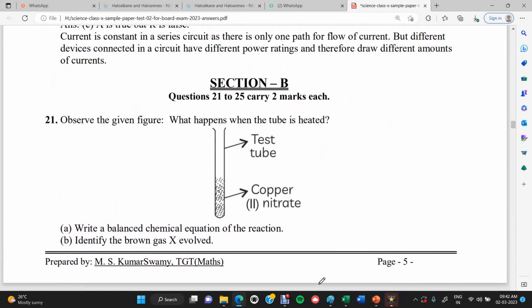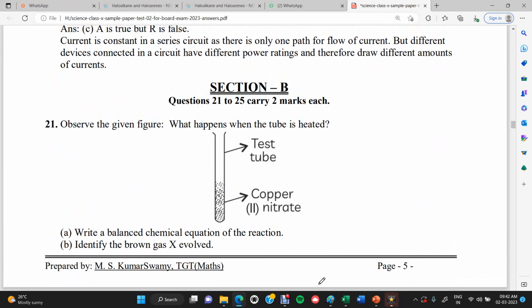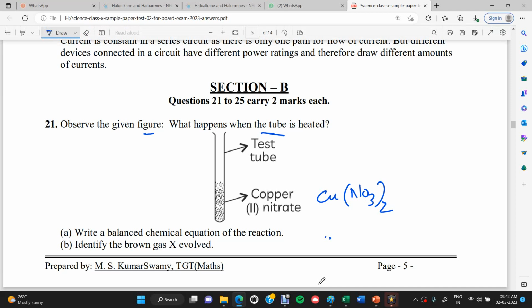Right. Observe this figure. What happens when the tube is heated? We are having copper nitrate here, Cu(NO3)2. Write the balanced chemical equation of the reaction. Identify the brown gas evolved. You have to keep one thing in mind.